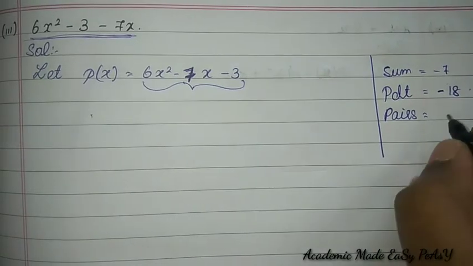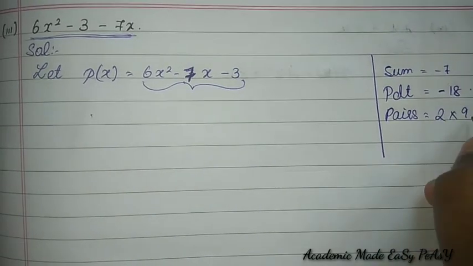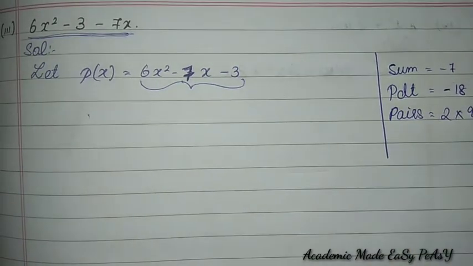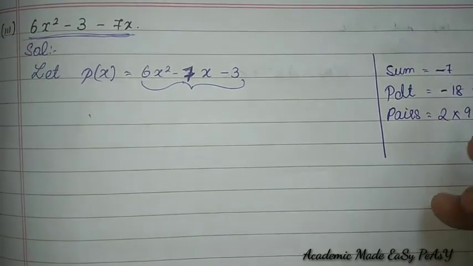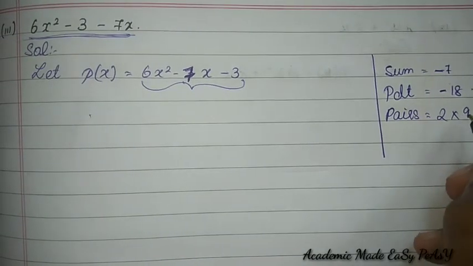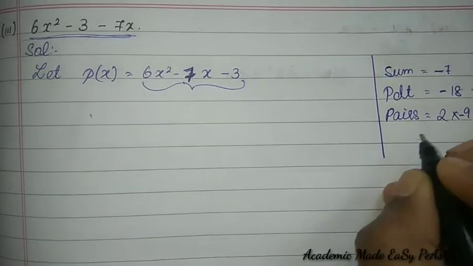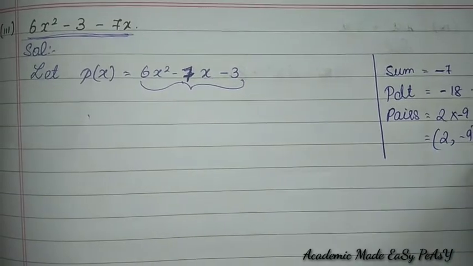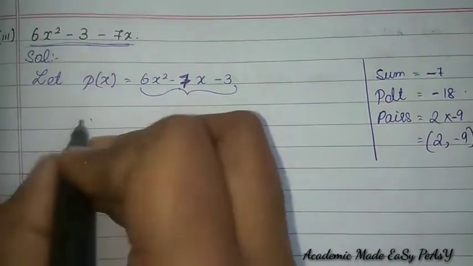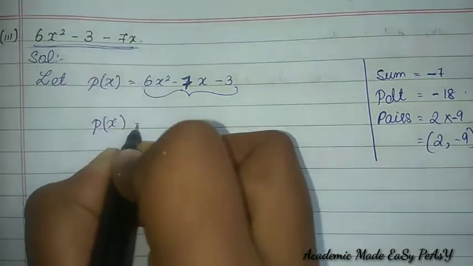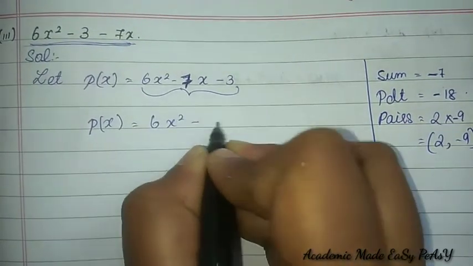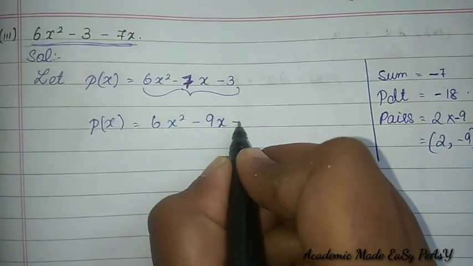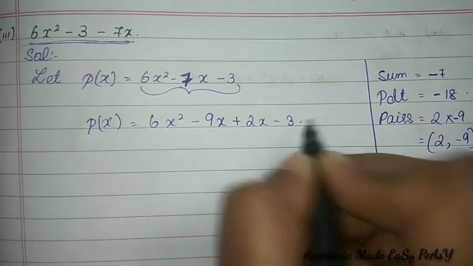So next I will be going for 2 into 9. So 2 9s are 18 I will have. So 2 minus 9 or 9 minus 2, I will get minus 7. This greater number should have minus. So my 9 will be minus 9. So here I will have 2 and minus 9. This is my pair. So p of x is equal to 6x square minus 9x plus 2x minus 3.